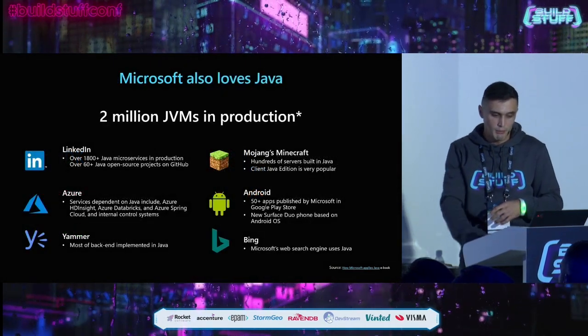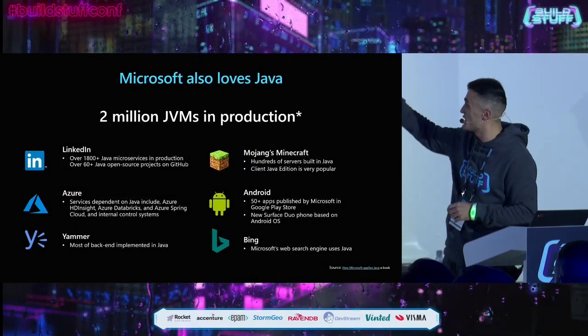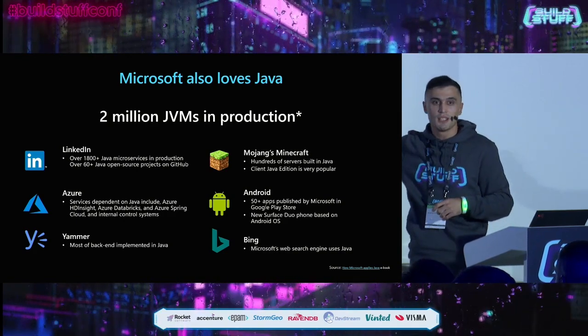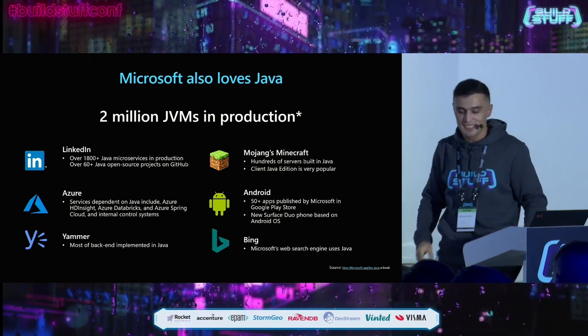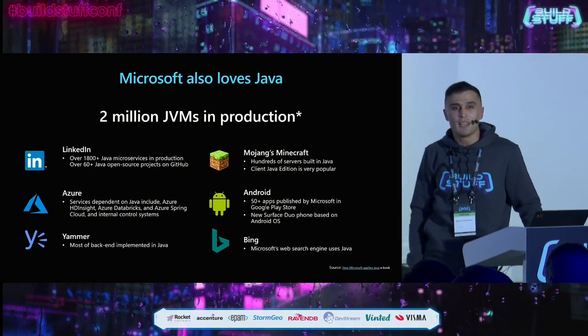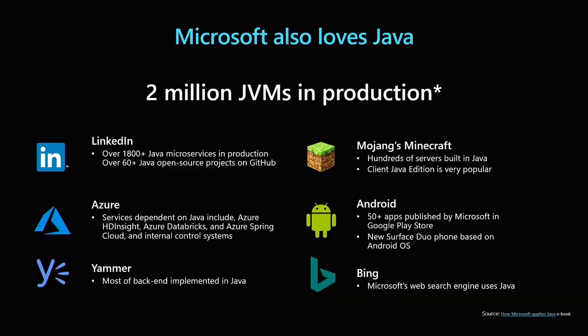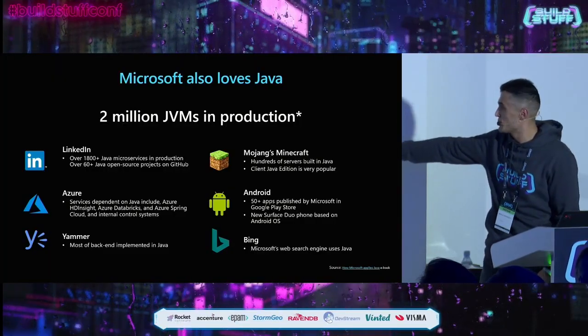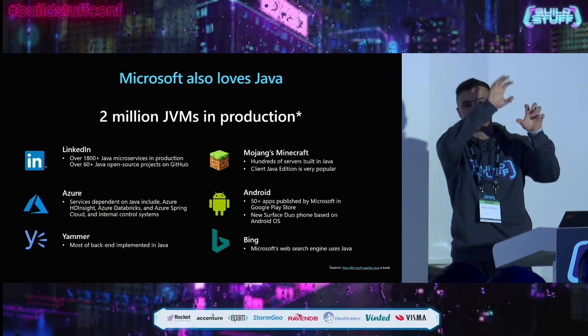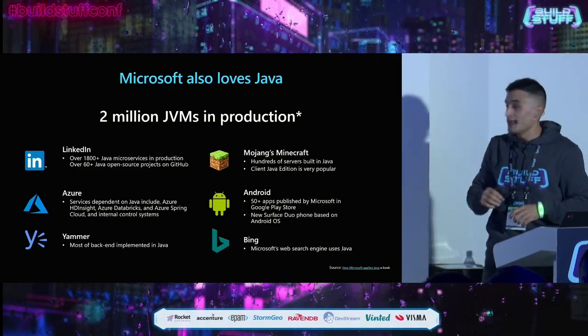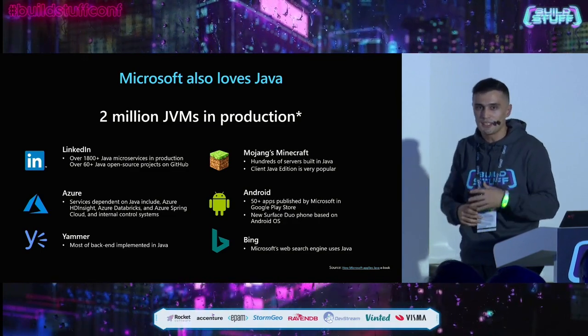Last but not least, there are more than 2 million JVMs running across Microsoft production and services. Actually, I was really surprised. For example, LinkedIn heavily relies on Java, and the backend of Yammer, if you know what Yammer is, is also written in Java. The next surprise is Bing. This is a web search engine that also powers Microsoft's start menu. When you search for something in the Windows start menu, it's also written in Java. This is how strong Java is in Microsoft.